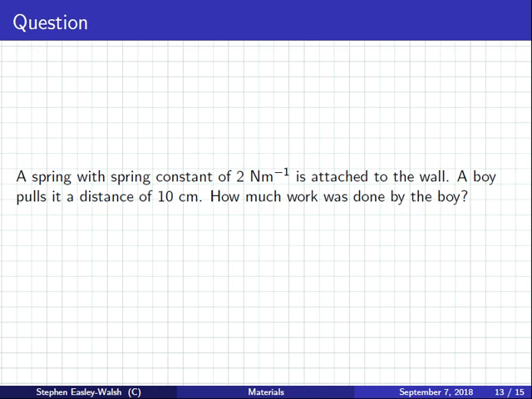0.00001? No. 30? 0.000. No, not 3 zeros. 2 zeros. Oh, sorry. It's 0.1. Sorry. And what's the unit? Joules. Yeah.